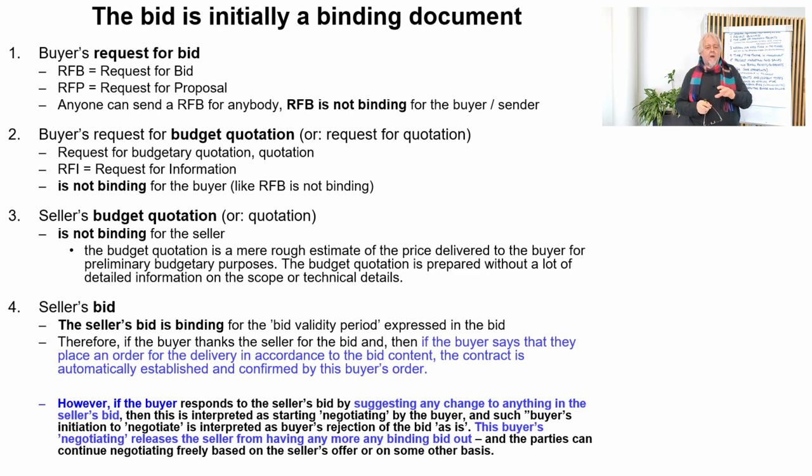The seller's bid is binding for the bid validity period, which is expressed in the bid. So if the buyer thanks the seller for the bid, and if the buyer says that they place an order for the delivery in accordance with the bid content, the contract is automatically established and confirmed by this buyer's order. So if the buyer says that it is okay and places an order to the seller, then the contract is formed automatically.